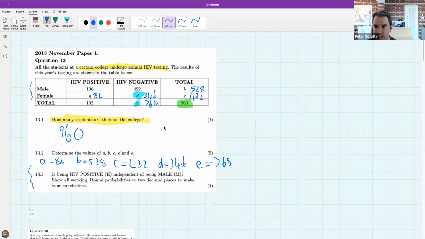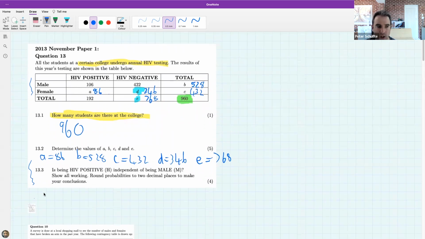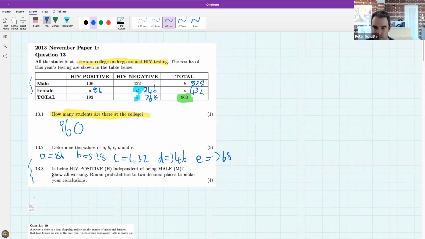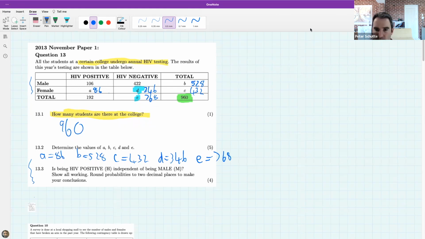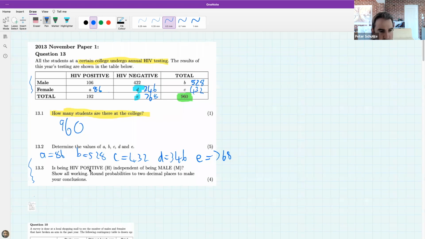So Lasanda, while I've got you, as we go towards 13.3, can you give us any tips or hints about how you would start the third question? What do you think? Okay. Would anybody like to give us a tip?